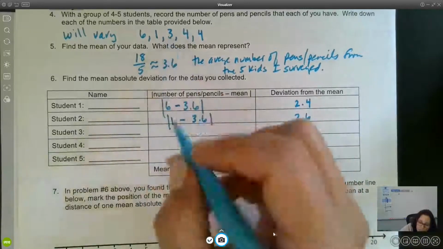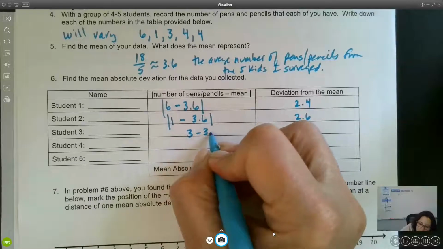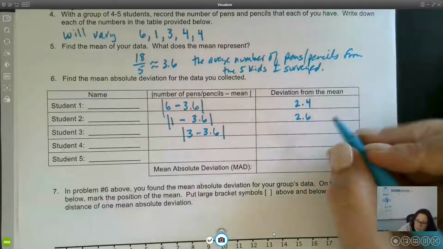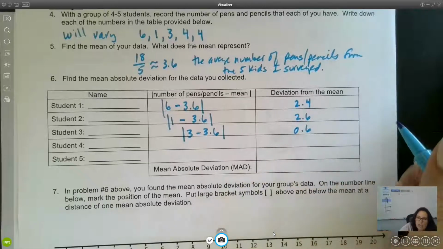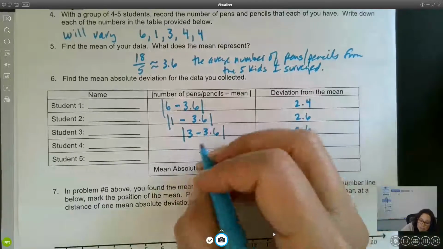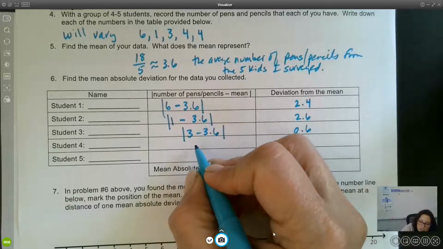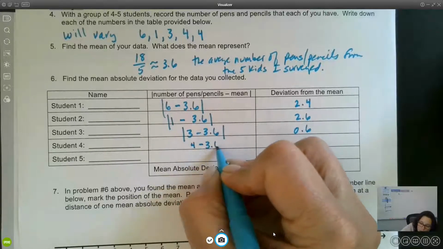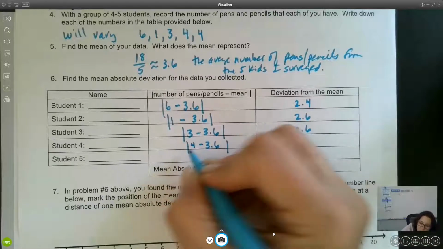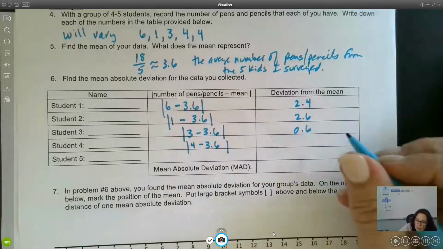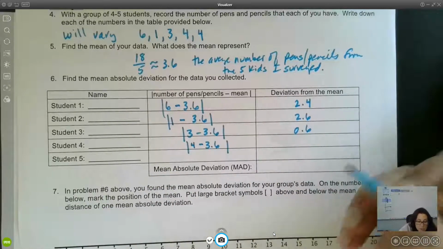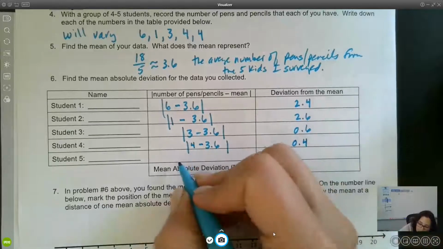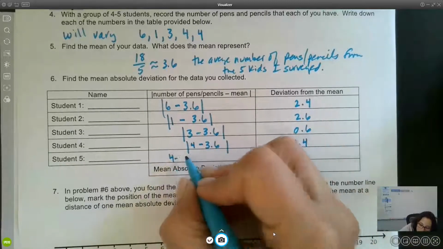Next, we're going to do 3. And again, we're going to have a negative number, so please make sure you have absolute values around it because it's a distance. And then we've got the last 2 kids had 4. Okay, this wouldn't be negative, but I'm still just going to have my absolute value around that. Absolute value of a positive is still positive. And then the last one is the same as this guy.